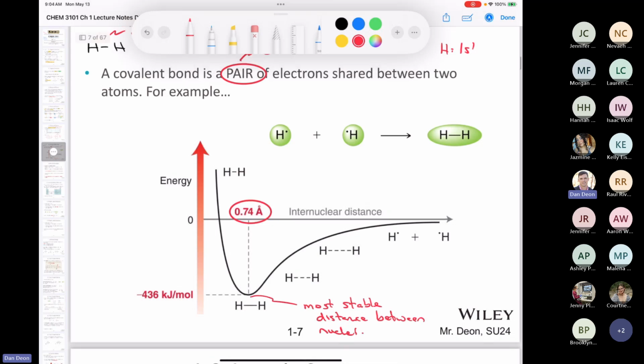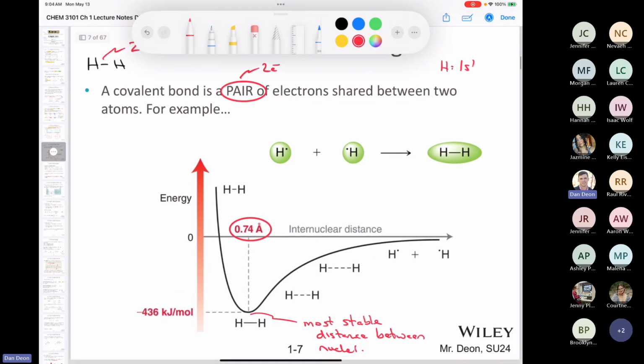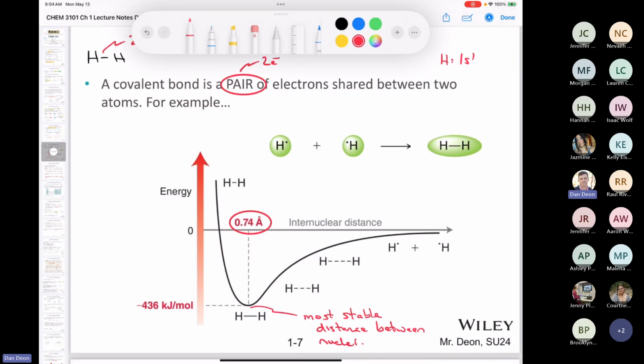And so this is essentially what covalent bonding is. If you've ever wondered, why do atoms come together to make a covalent bond? It's because they achieve a more stable situation, right? They become more stable. And so this is how we determine things like bond strengths and bond lengths.